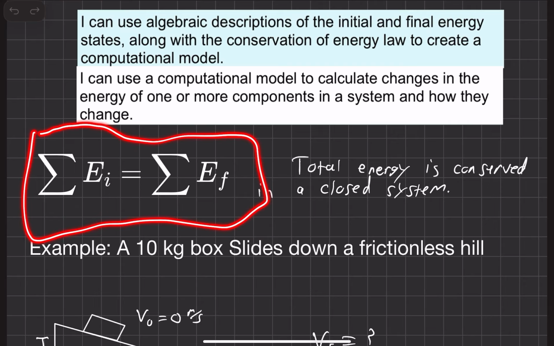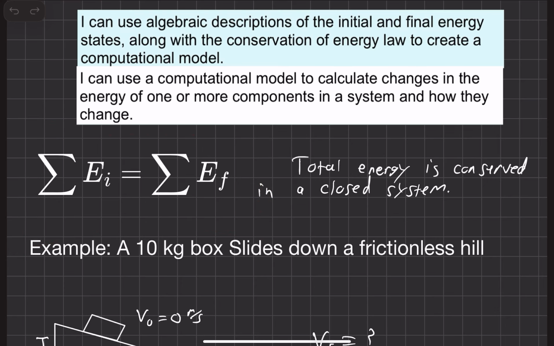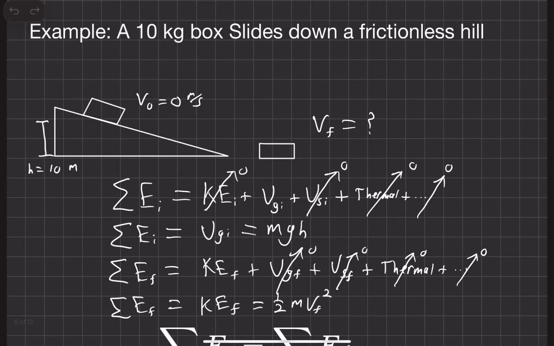This is the conservation of energy. The sum of all initial energy sources is equal to the sum of all final energy sources. So the total energy before is equal to the total energy after. Again, we're assuming that this is a closed system, so no energy can leave, and the total energy is going to be conserved in a closed system. Let's take a look at an example.